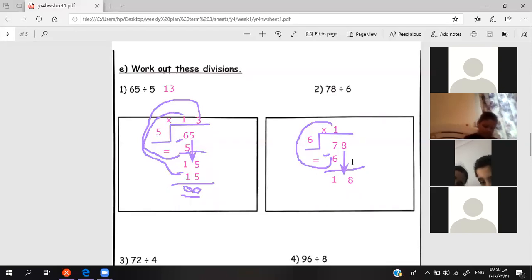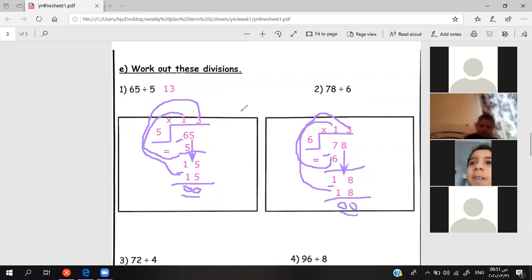Now it's time to start again. What times 6 gives me 18? I know it's gonna be a 3. 3 times 6 and I write my answer. Like this I multiplied. 3 times 6 and I wrote my answer here. Now it is time to make a minus. 18 minus 18, 0. So like that I finished.